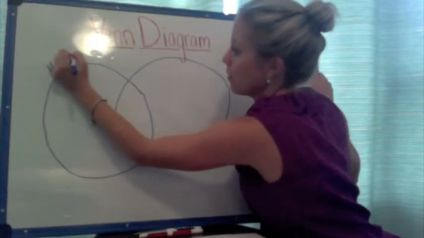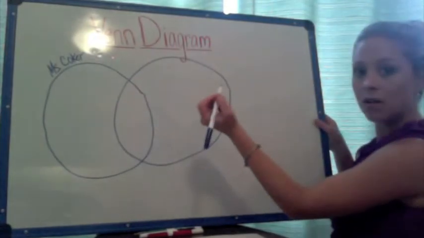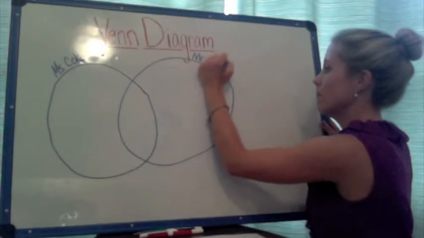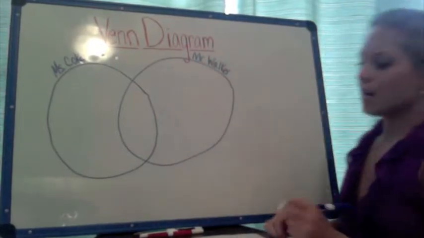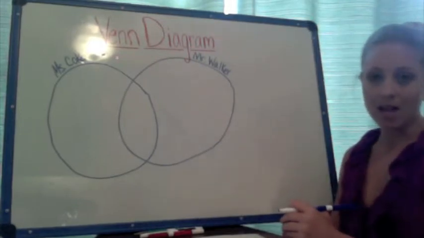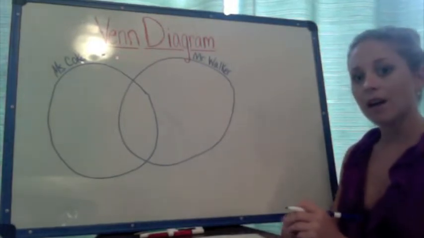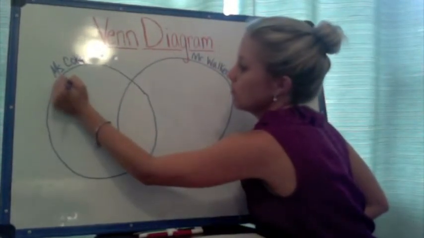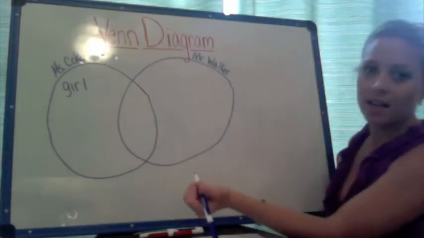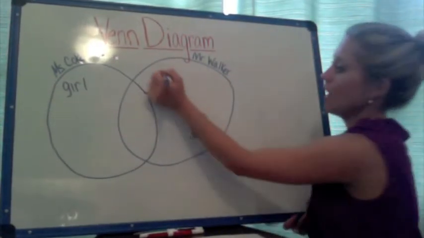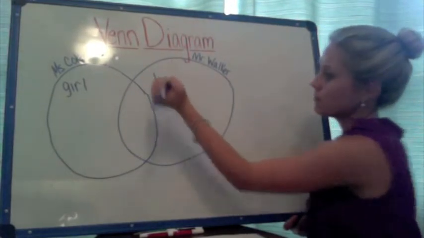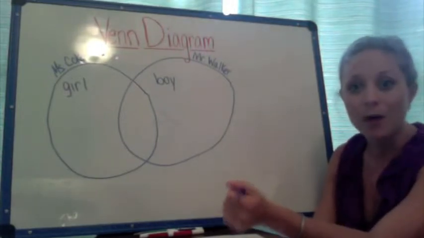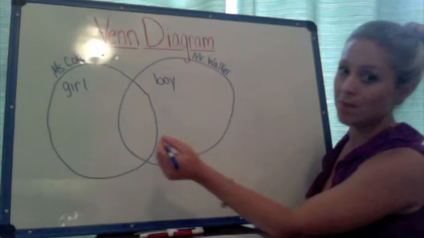I'll be over here, Miss Coker. And then over here, this will be Mr. Walker. Can we think of some things to describe me that's different from Mr. Walker? Like, I'm a girl and he's a boy. So, girl would go in my circle. And then if he's a boy or a man, that would go in his. But what's something that we have in common? Right, we are both teachers. That would go in the middle for both.